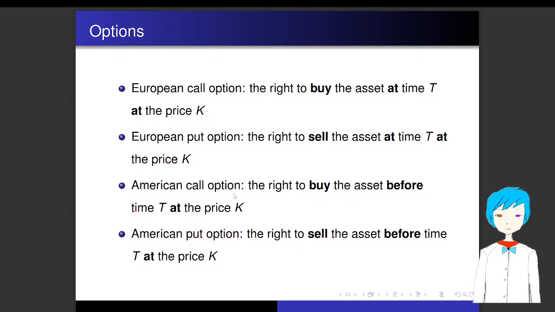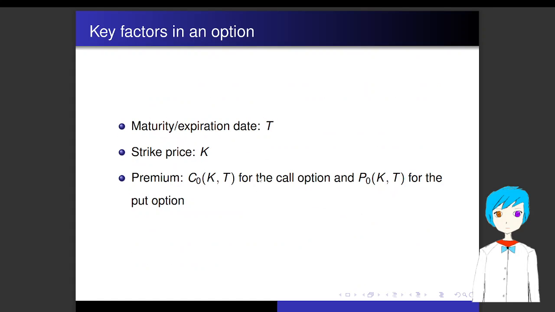The American call option gives the holder the right to buy the asset before time T at the price K. So the holder can exercise the American call option from now to the expiration date at any time. The American put option gives the holder the right to sell the asset before time T at the price capital K. So the four types of options are different, and we are going to introduce the difference later in the class.